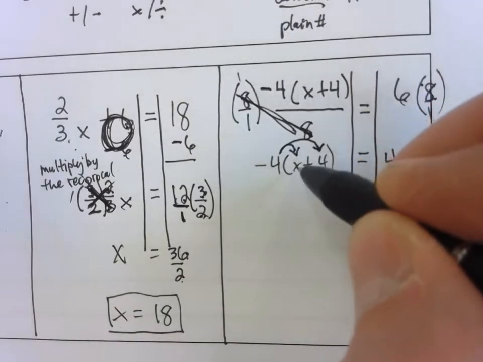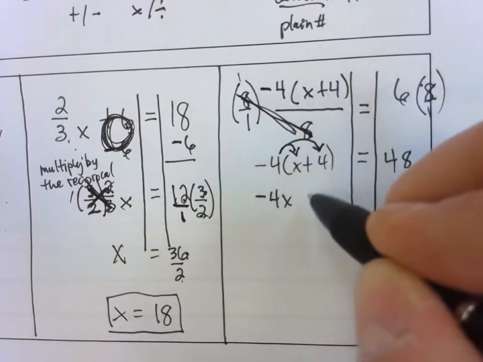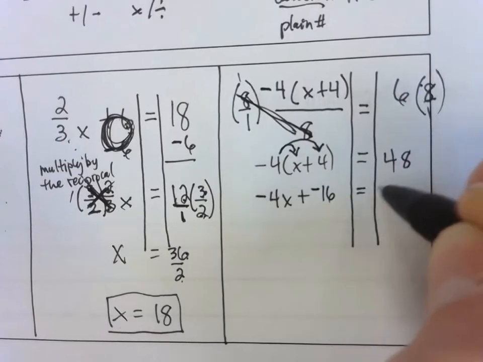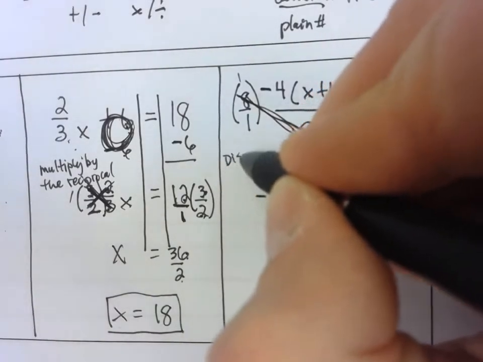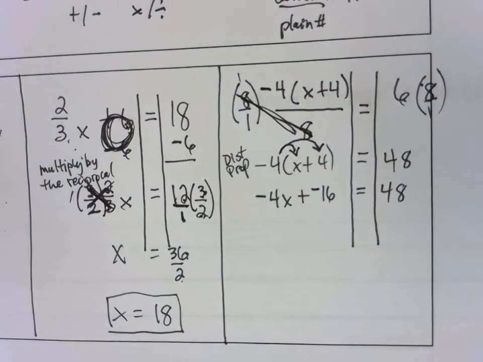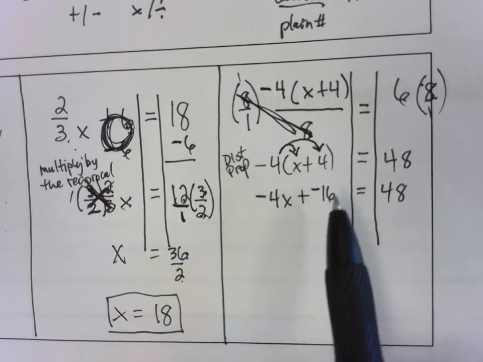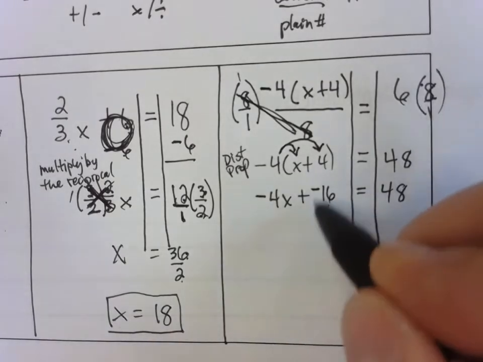So -4 times x is -4x, and -4 times 4 is -16. That is going to equal 48. So right there we used distributive property. And that should look familiar, okay? -4 times x is -4x. -4 times 4 is -16. -16 is now my constant. So I need to cancel that out first.